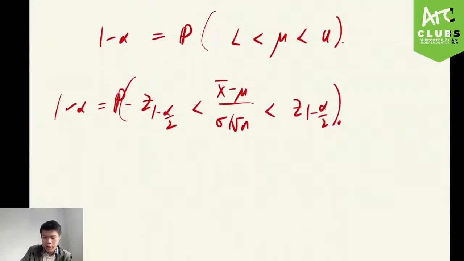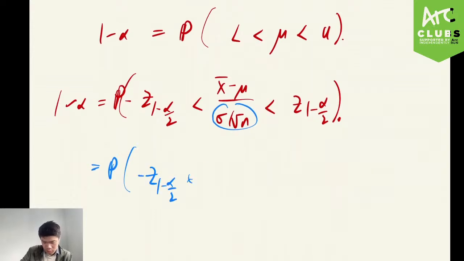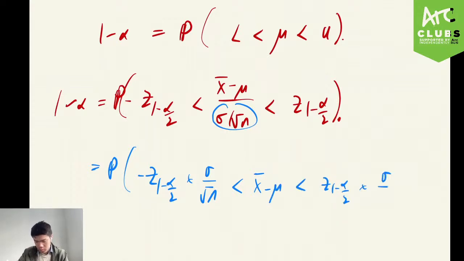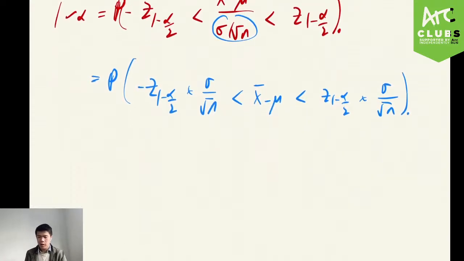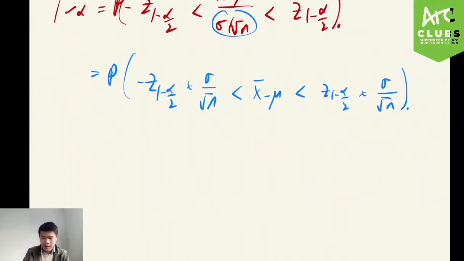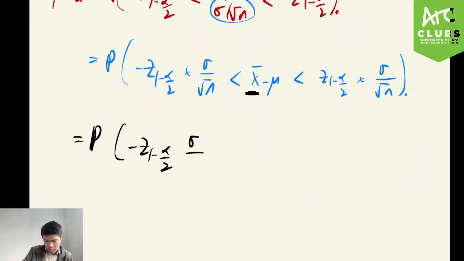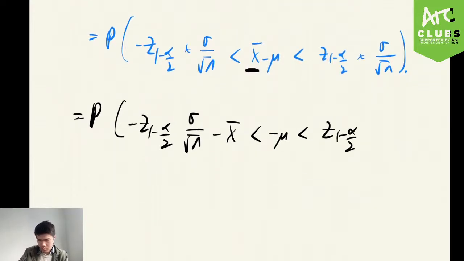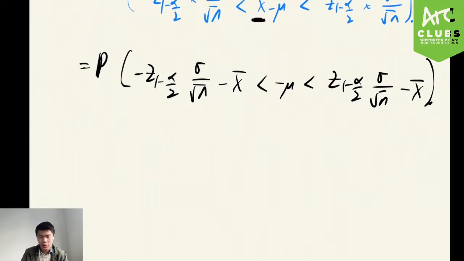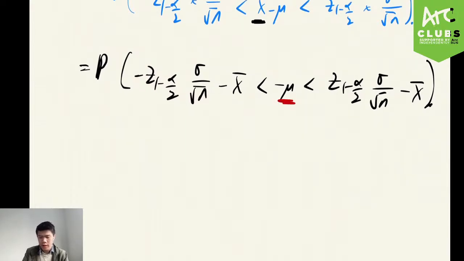Let's make mu the subject by multiplying through by this. That's pretty good. But mu is still not the subject, unfortunately. So maybe let's subtract this thing over here. Mu still isn't the subject, but you know what we can do? We can just multiply both sides by -1, invert the signs.